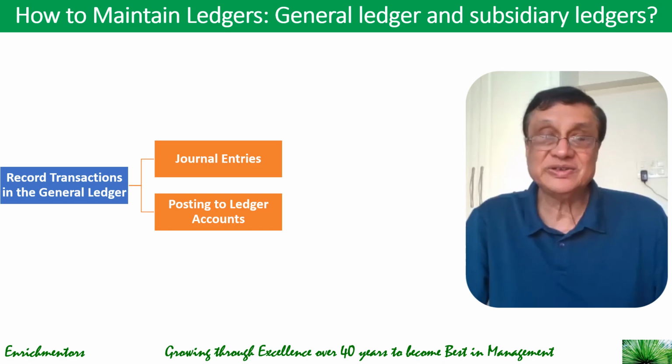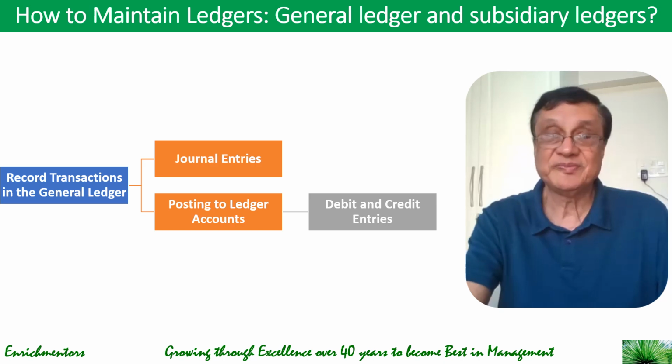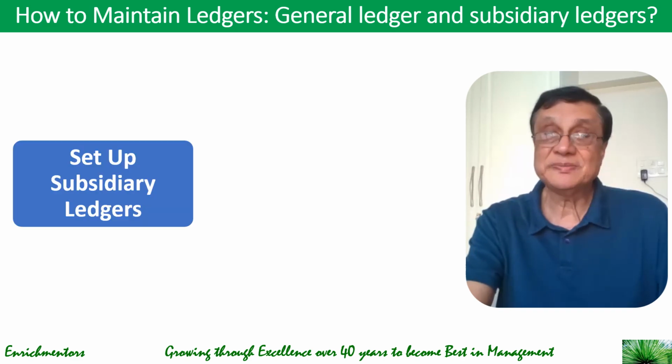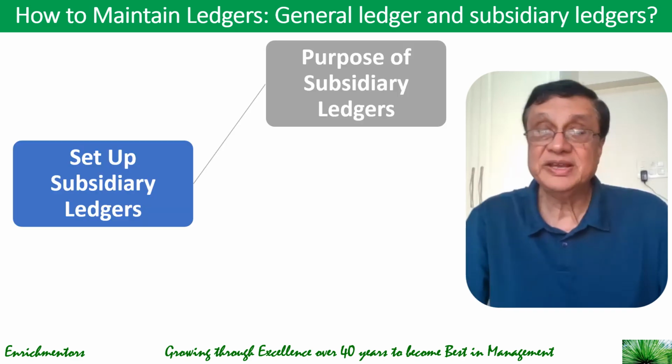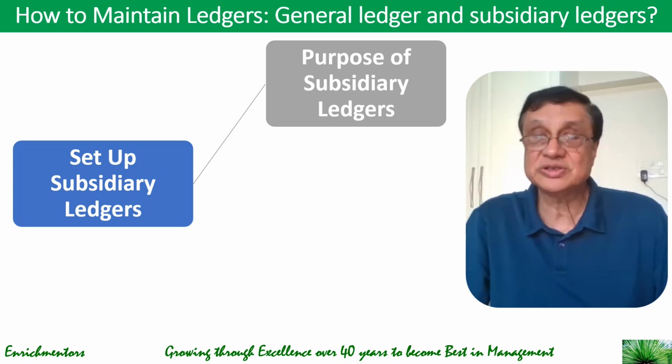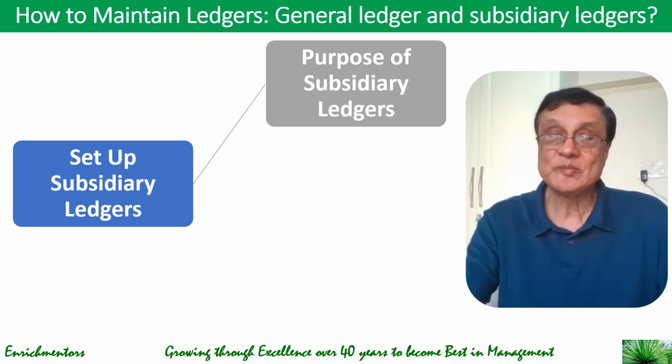And again, as I was saying, if you're using software, this happens by itself, right? So you make these debit and credit entries. Then what you do is you set up the subsidiary ledgers. Now, what is the purpose of the subsidiary ledger? It is a detailed record that supports the balances of the general ledger's control account. Common subsidiary ledgers include accounts receivable, accounts payable, and inventory.